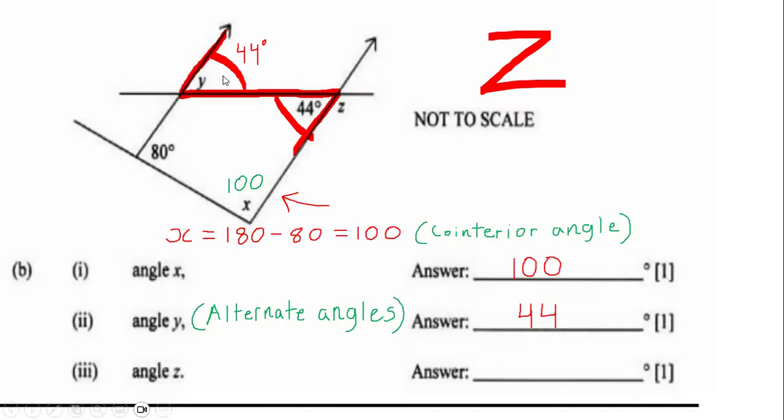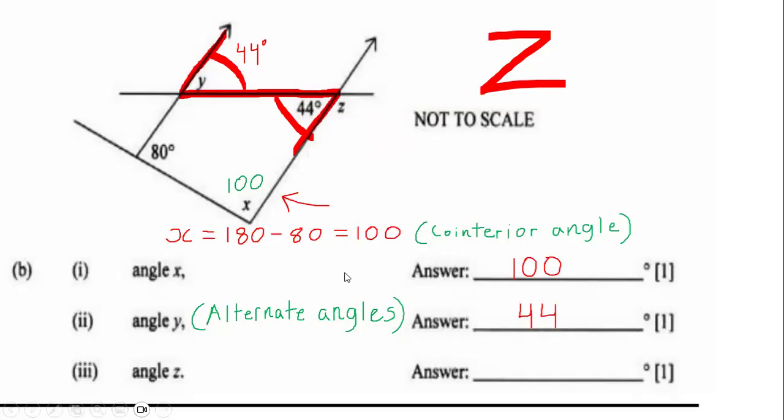44, right? That's what we mean by alternate angles. They have to be equal. So if this is 44 degrees here, this must also be 44 degrees. Does that make sense to you? Yes, sir. Okay, good. Just making sure.